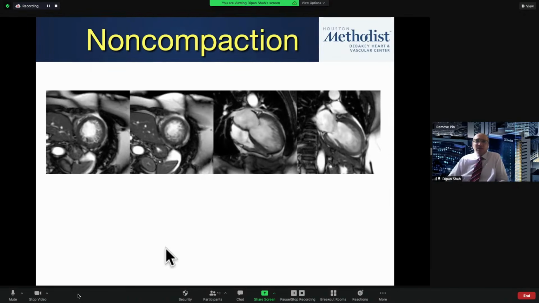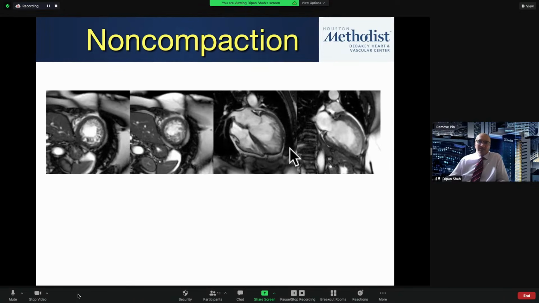Let me move on to another condition, which is left ventricular noncompaction. If we look at the cine short axis and long axis views, we can see that there's excessive trabeculation present here.